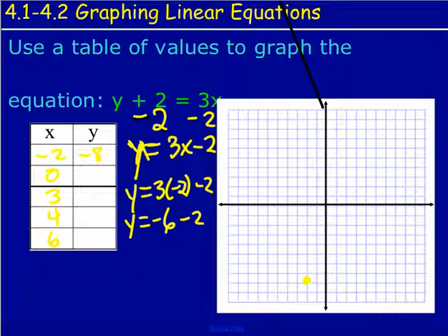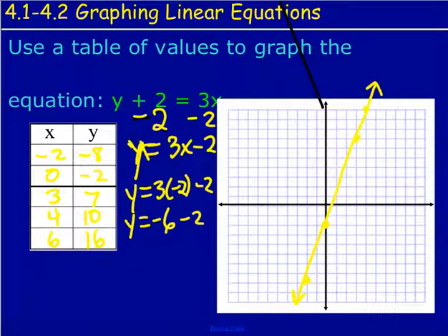0, we plug it in and we get a negative 2. All right, so my y-intercept is at negative 2. Plug in 3 and we get 9 minus 2 is 7. So we're at 3, 7. Okay, and we could keep going on. 4 would be at 10. And 6 would be all the way up at 16, which I don't have a big enough graph for. But we can see that we have these ordered pairs that make our line.